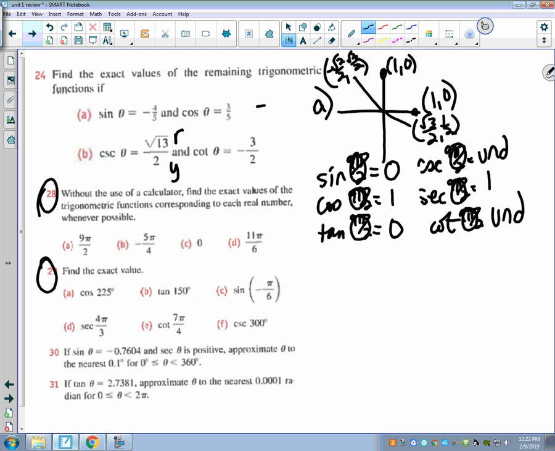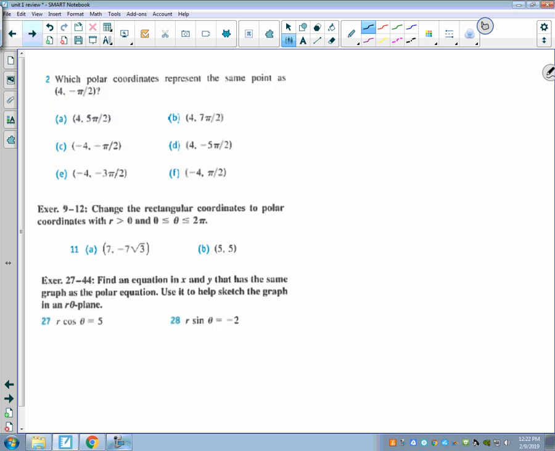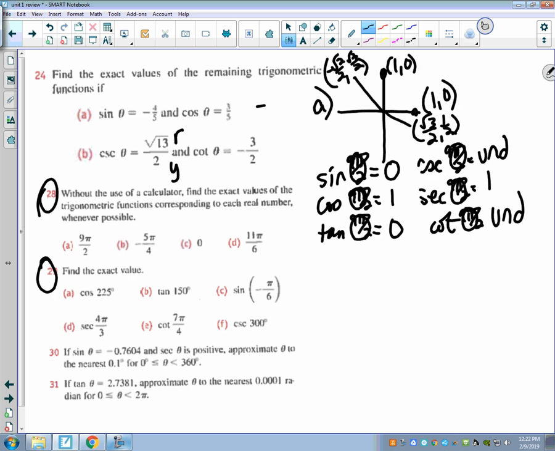11 pi 6 is down here, and it's square root of 3 over 2, 1/2. And you would get all these numbers.